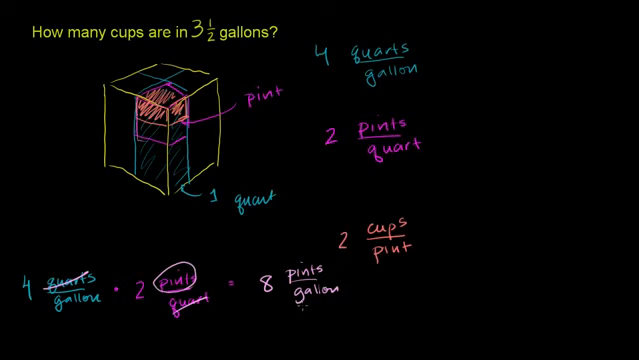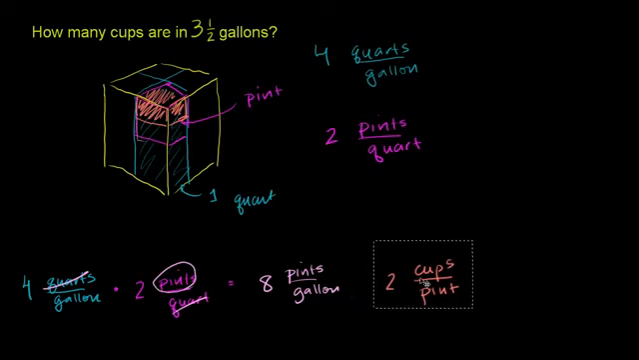And then we can multiply that times 2 cups per pint. Actually, I could just copy and paste this right here. Actually, maybe I should have cut and paste, so I get that real estate back. So edit, cut, edit, paste. There you go. So now you multiply this times 2 cups per pint.